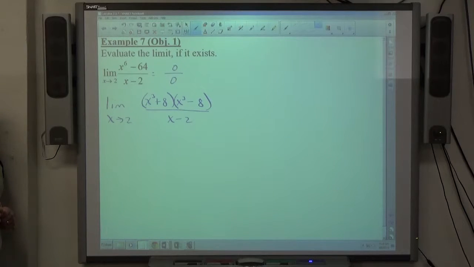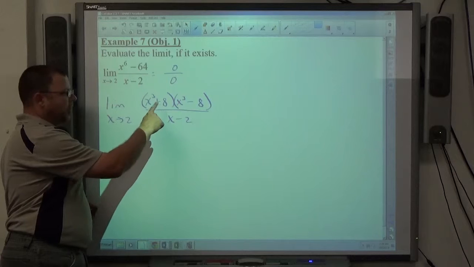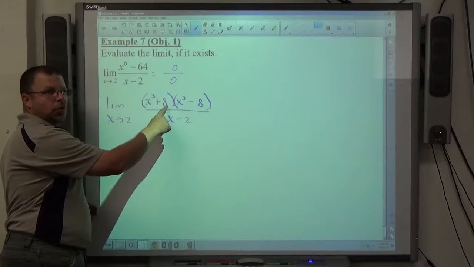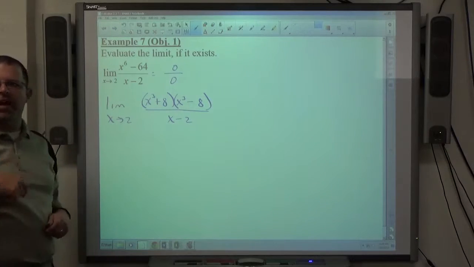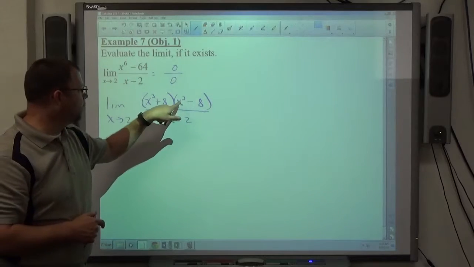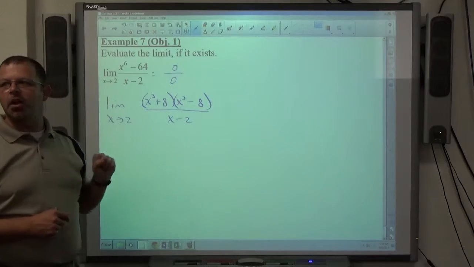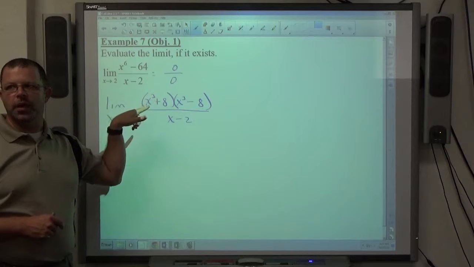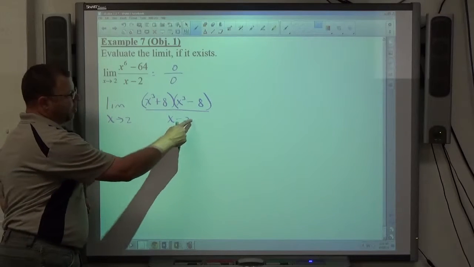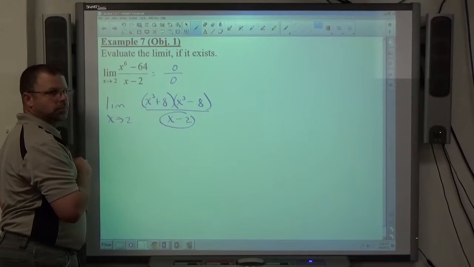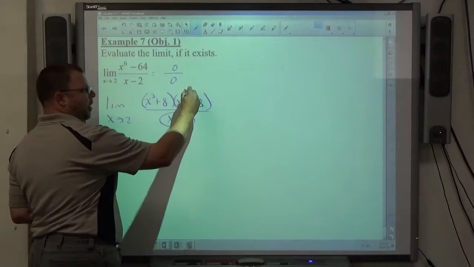Looking at the two top pieces, x cubed plus 8, x cubed minus 8, you'll notice that this is a sum of cubes. x is cubed, 8 is 2 cubed, they're being added together. That factors. This is a difference of cubes. x is cubed, 8 is cubed, they're being subtracted. That also factors. These both factor again. Which one's going to create the x minus 2 I'm looking for? Negative 8. This one, right?